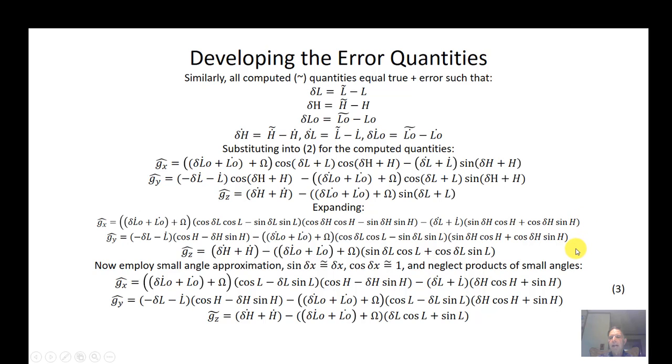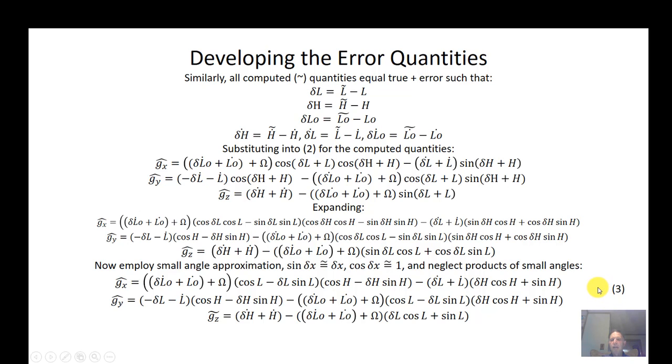We're doing straight multiplication. Now employ small angle approximation and assume that the sine of a small quantity equals the small quantity expressed in radians, and the cosine is approximately equal to 1. And also neglect products of small angles. So with those assumptions, which are often true for a high accuracy ship's inertial navigator, we get this expression represented as sets of equations 3.